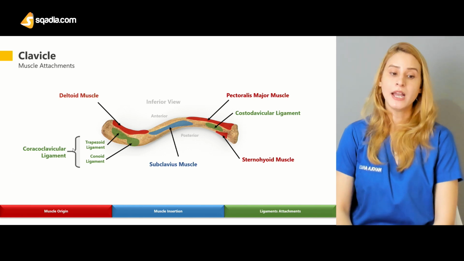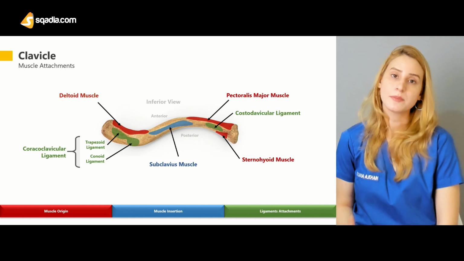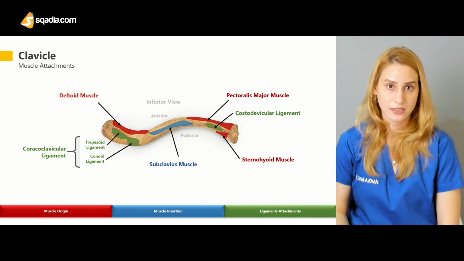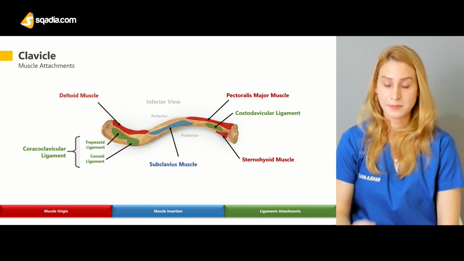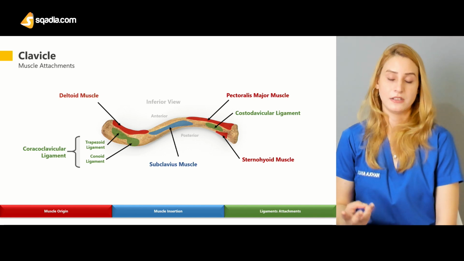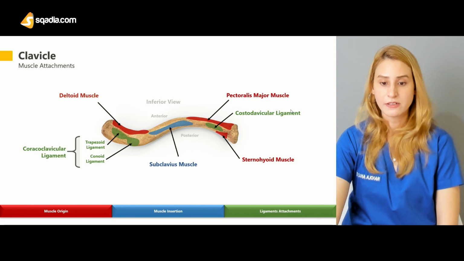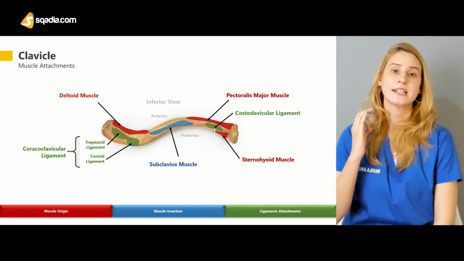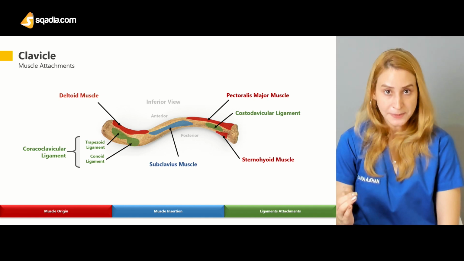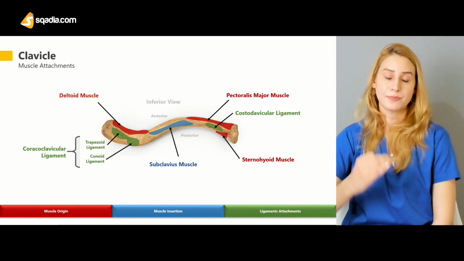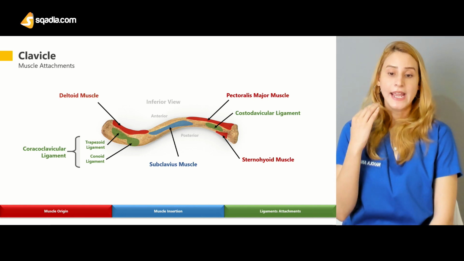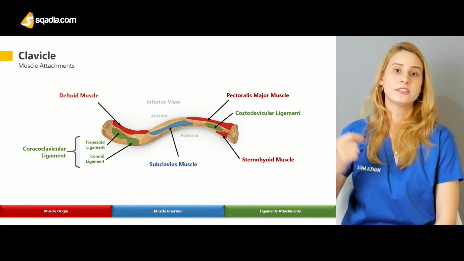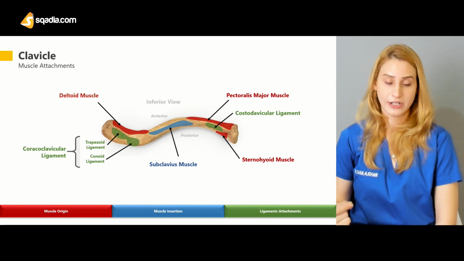Now, there are some important ligaments. I already talked about these ligaments. So we have the acromioclavicular ligament, the sternoclavicular ligament, the coracoclavicular ligament, and the costoclavicular ligament. Okay, so the costoclavicular ligament attaches to the medial part of the clavicle, posterior inferiorly. And this costoclavicular ligament is responsible for the attachment of the clavicle with the first costal cartilage.